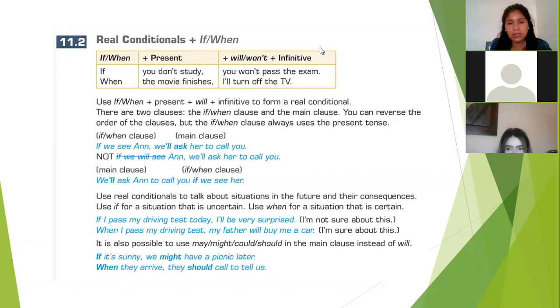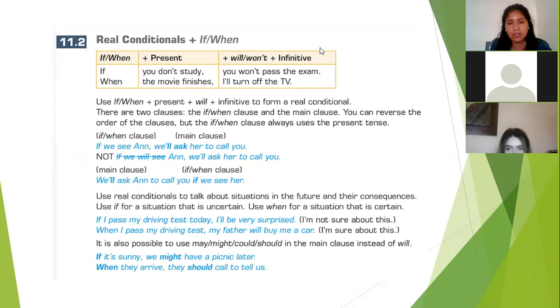There are two clauses, the if or when plus the present. And you can reverse the order of the clauses, but if or when always uses the present tense. It means that I can start with the if or with the when, or I can start with the will. For example, it is exactly the same if I say, if you don't study, you won't pass the exam, as if I say, you won't pass the exam if you don't study. It doesn't matter what you place first, at the end the result is the same.